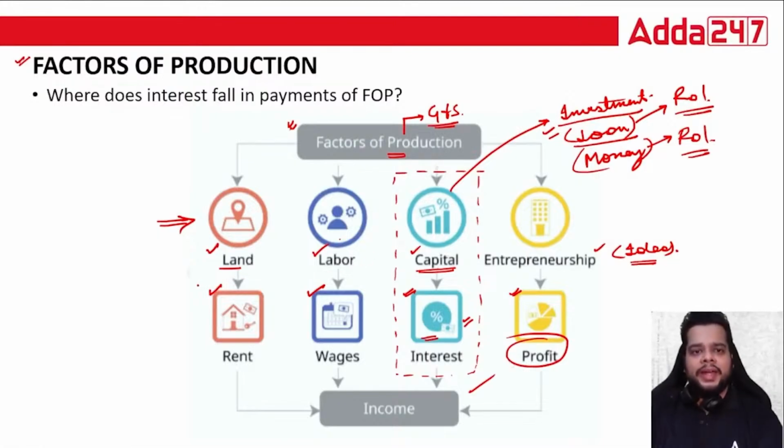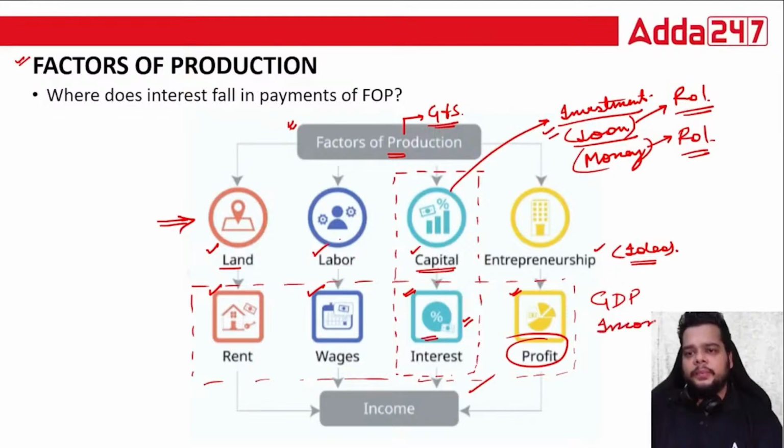And one more additional piece of information for all of you. If you club all these incomes, rent, wage, interest, and profit, you will arrive at one of the approaches to define the GDP of a country via the income method.